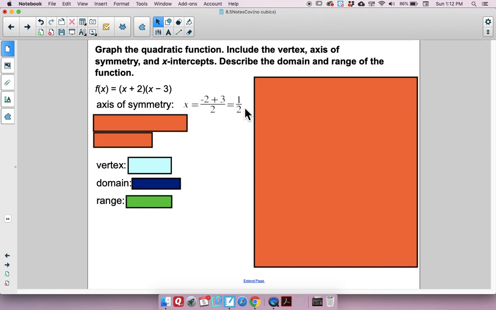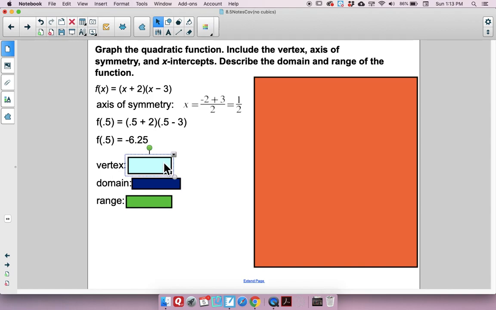So you could put in your vertical line of symmetry going through every point that has an x-coordinate of 1/2. All right, well, we need to find the vertex. So we plug in 0.5, or 1/2, for x. If you do that, hopefully you got -6.25, right? Because this becomes 2.5, this becomes -2.5, and when we multiply those, we get -6.25. So your vertex is (0.5, -6.25).